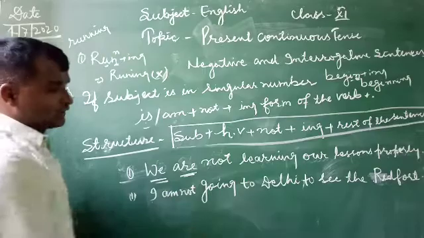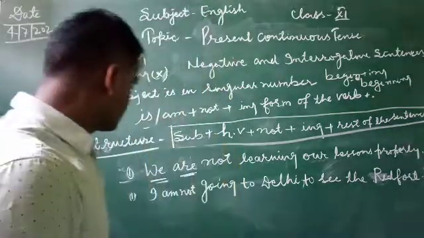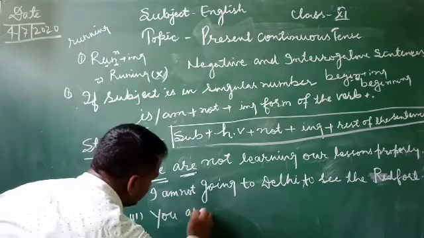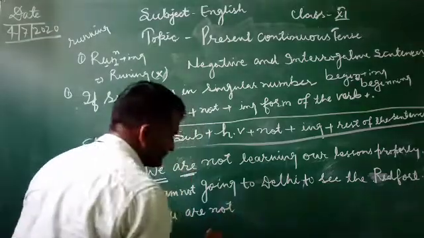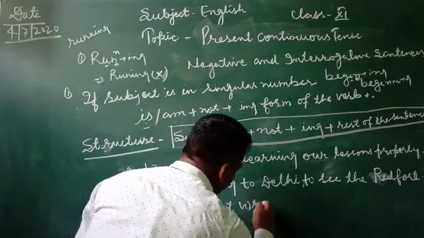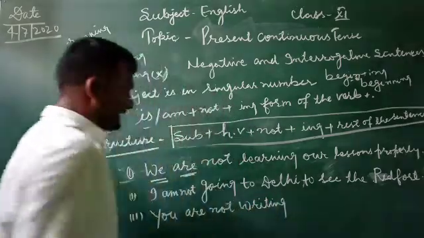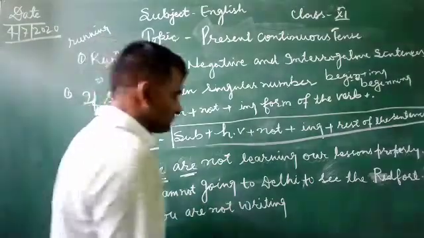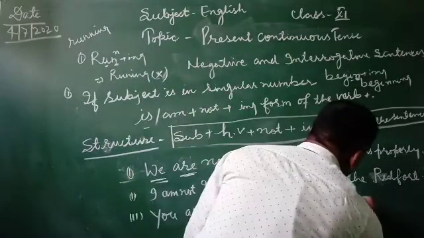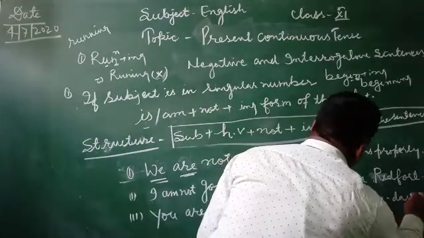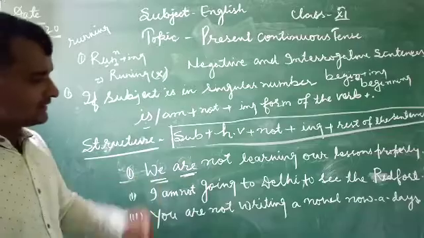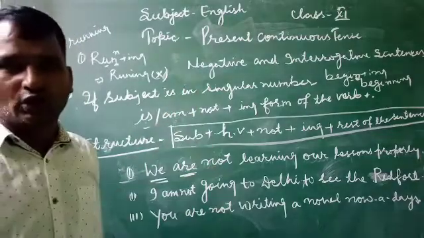I am not going to Delhi to see the Red Fort. One more example: You are not writing a novel nowadays. So my dear students, these are the negative sentences of present continuous tense.